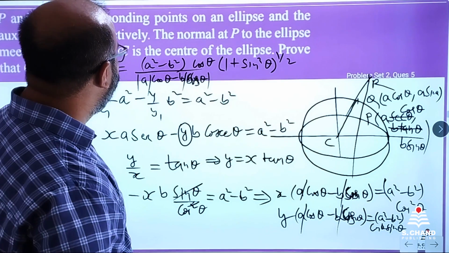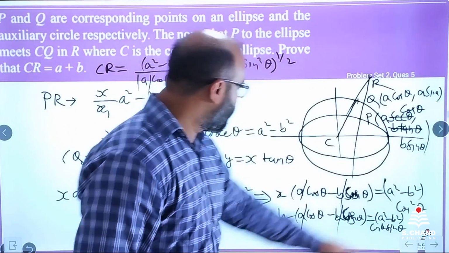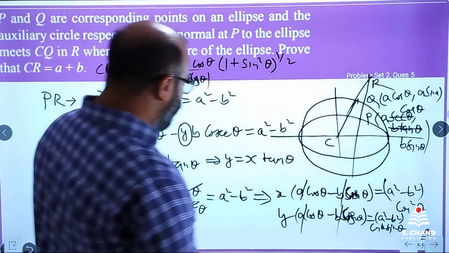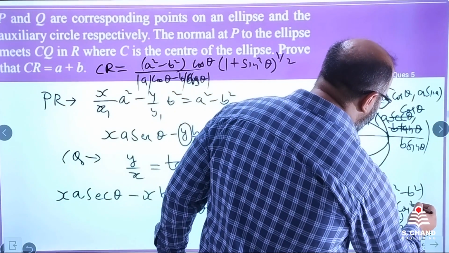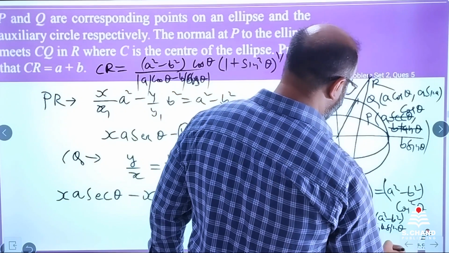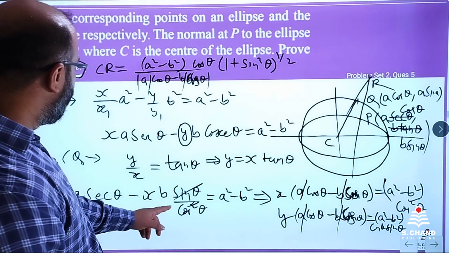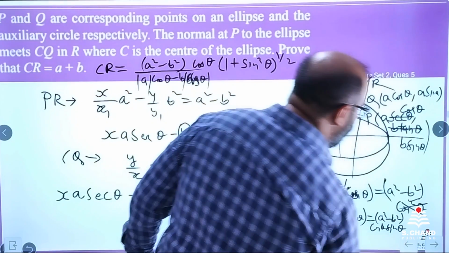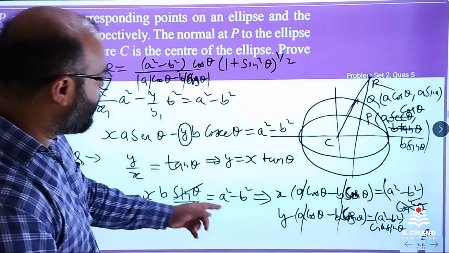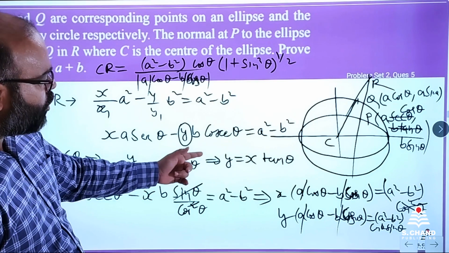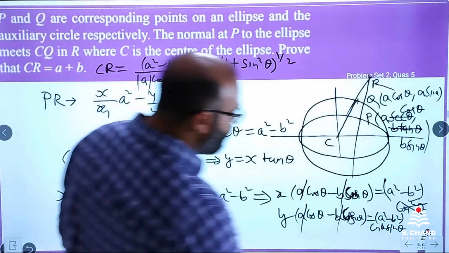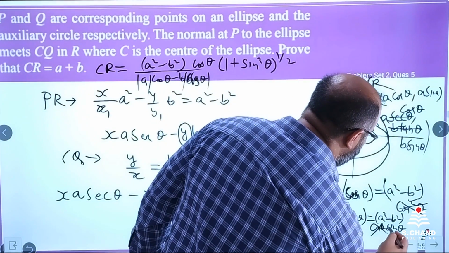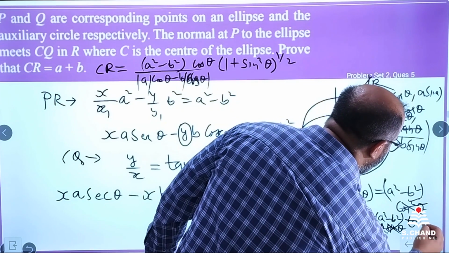Further, we take this one also. So this one is not a square minus b square cos square theta, this is a square minus b square cos theta. Only a square minus b square, because cos theta we are already taking here. So this is not cos square theta. And there also a square minus b square if we are taking, then y is equal to x tan theta, so this will be simply into tan theta. That would be like this. This would be into tan theta.